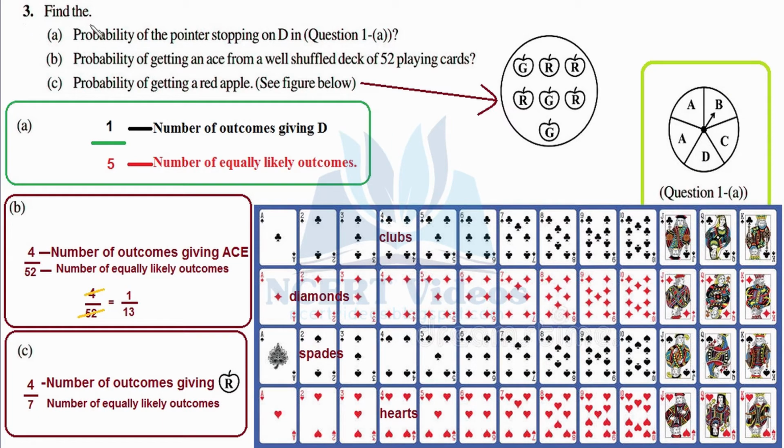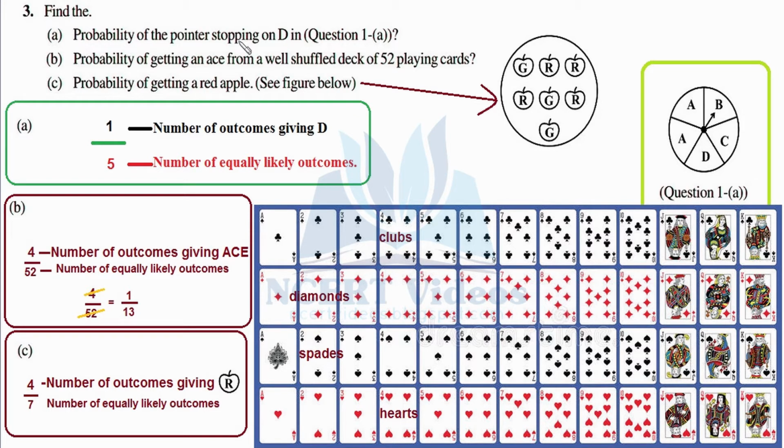Question number 3, find the probability of the pointer stopping on D in question number first A part. Remember, in all these 3 parts, we need to find probability. That is, we will work on ratios, fractions, whatever you want to call it. And the basic formula we have already studied in the introduction part of chance and probability. Second part is probability of getting an ace from a well-shuffled deck of 52 playing cards, whose concept we shall tell you in depth. C part is probability of getting a red apple. So here is the figure, we need to find it.